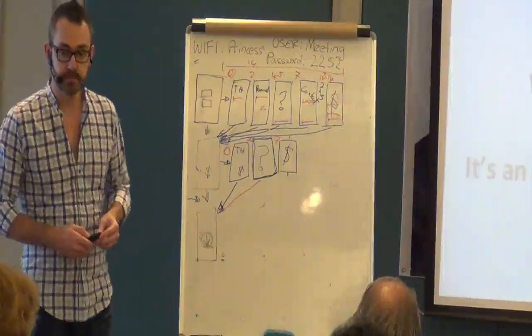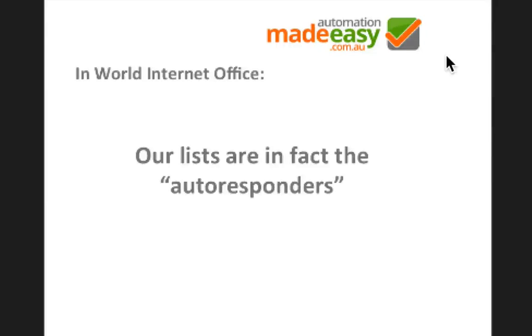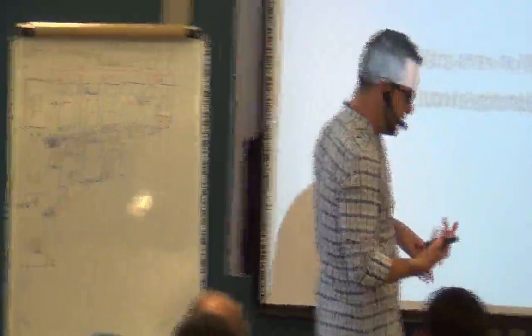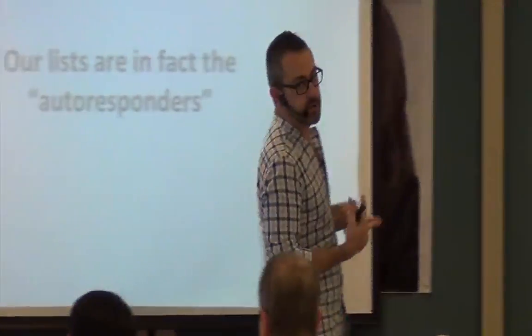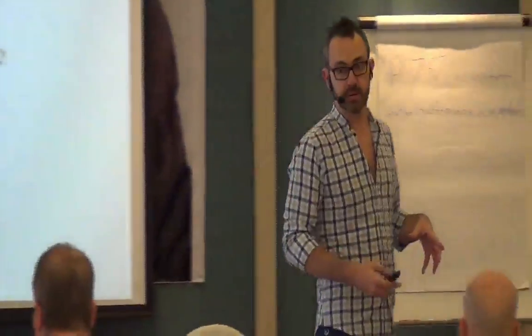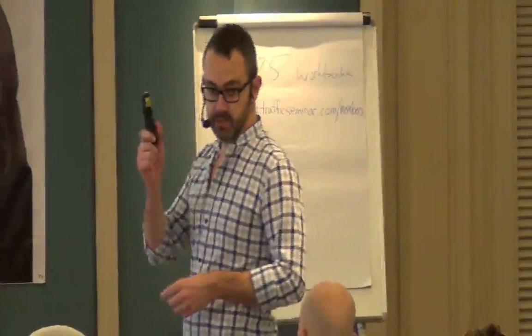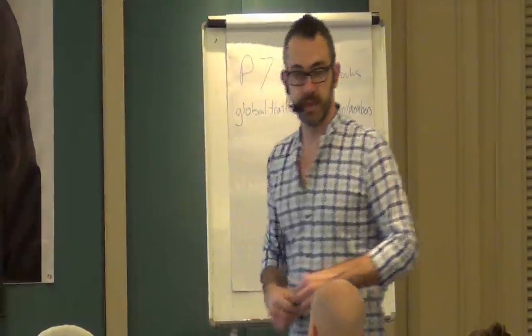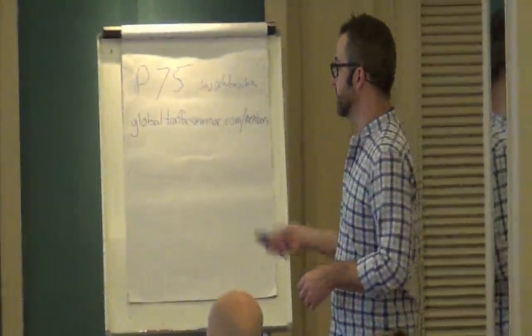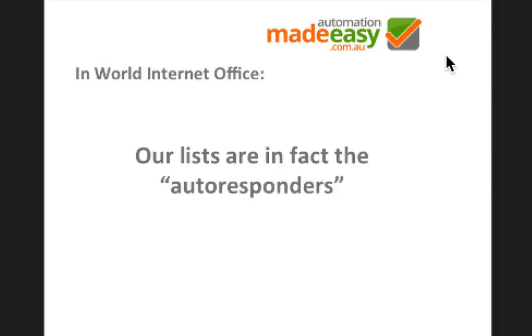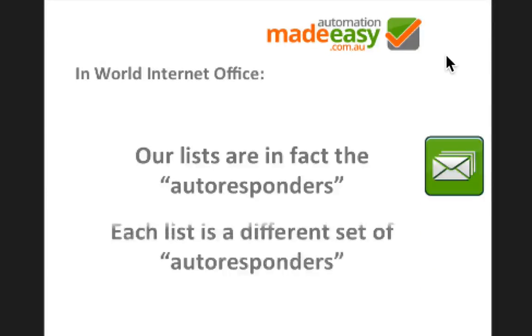Does that make sense? Yes. Yep. Our lists are in fact the autoresponders. So in World Internet Office, if you're looking for your list of people, or the series of emails, you go to the same place. You go to the autoresponders, and they're all linked through there. So you go to email and marketing and to autoresponders, and that's where you find your lists. That's where you find your autoresponders.